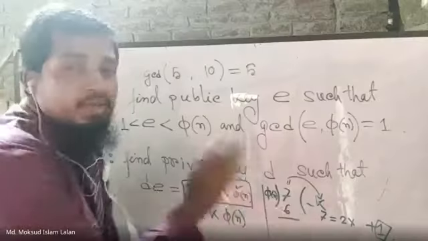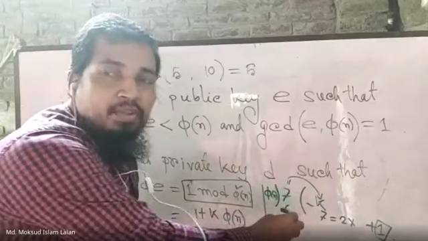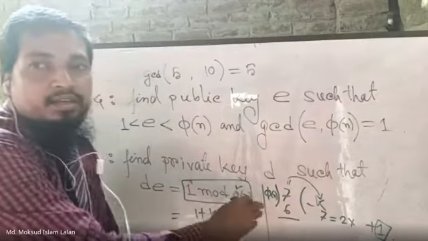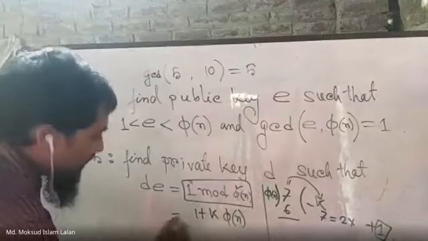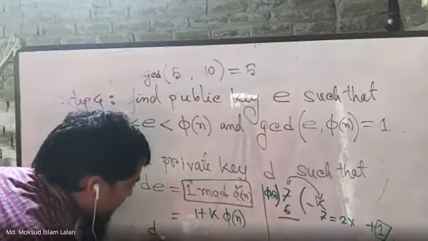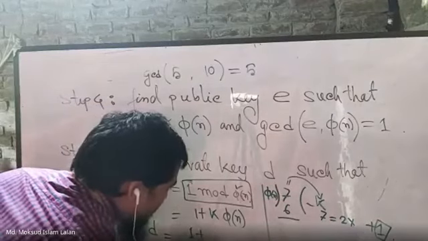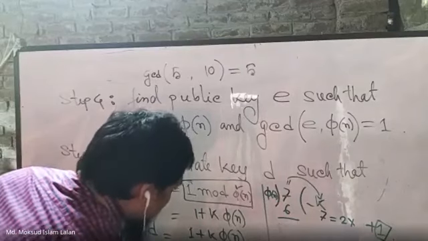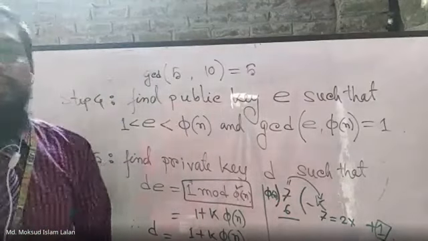Please keep a note. If you do not understand, that will help you. You can just match with this. Now, therefore, you have to find out d, right? d equals 1 plus k phi of n divided by e. Is it done?